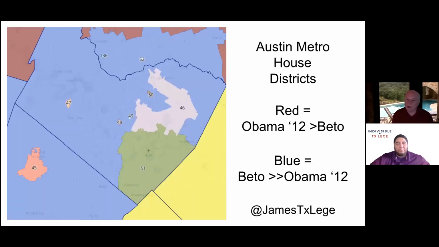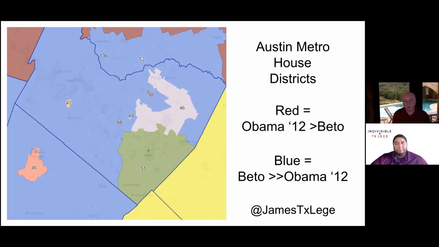Going on, the other area that might surprise some people is that even though Austin was already voting for Obama in huge numbers, Beto's gains there were pretty staggering. So 47, 48, 49, 50 in Travis County were all heavy Beto districts, as well as 136 and 52 in Williamson County. And then 45, which is Hays and Blanco counties, the district that Erin Zwiener represents, was also a big Beto gain district.